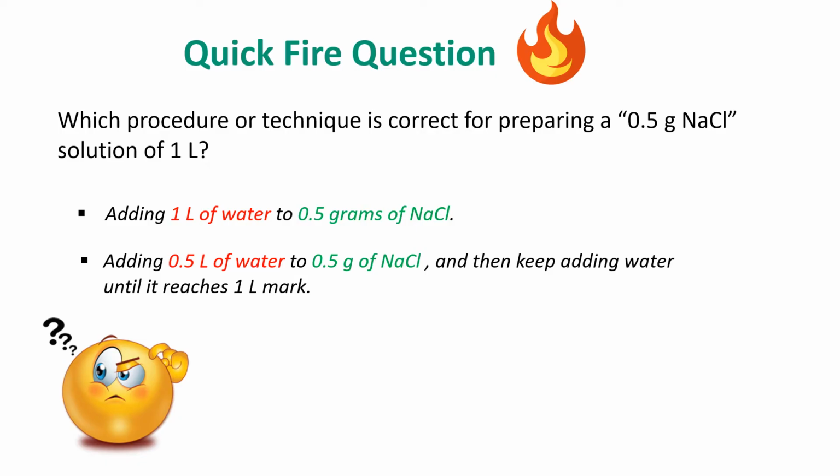All right, so as we explained in the previous slide, the correct answer is going to be the second one, because the total volume here is going to be 1 liter. But imagine if you add 1 liter to a 0.5 grams, so it's going to be larger, or the volume is going to be larger than 1 liter. So we are no longer in the 1 liter.